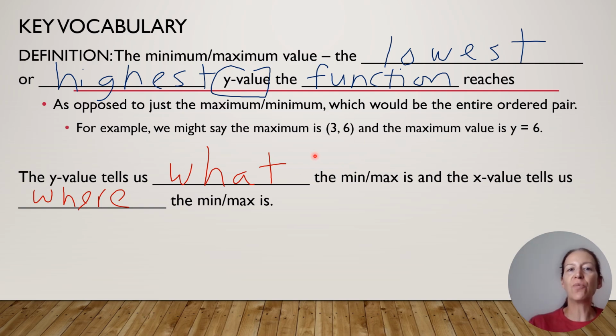And this has to do with the definition of a function. Each x maps to only one y. What that means is that you can use your x coordinates to locate where you are on the function, and then the y value is the value of the function at that point. So your y value is what the minimum and maximum is, and the x value is where the minimum and maximum is.